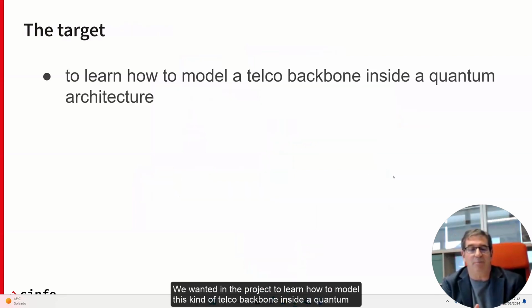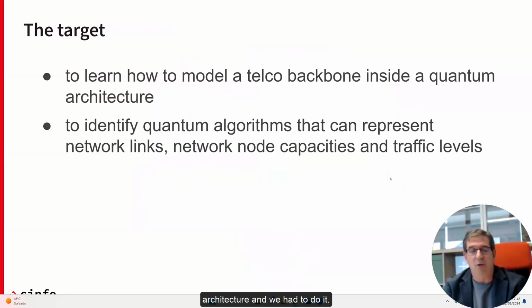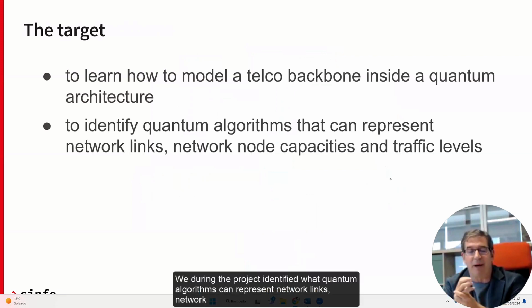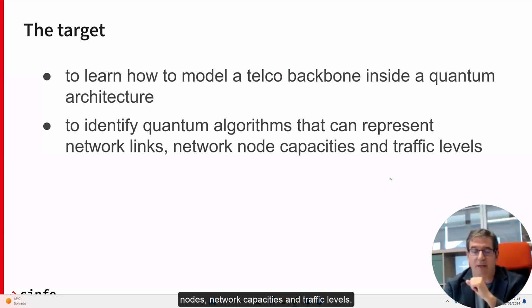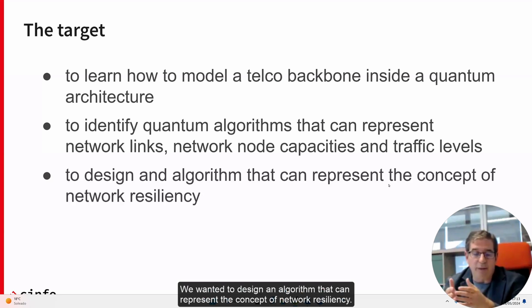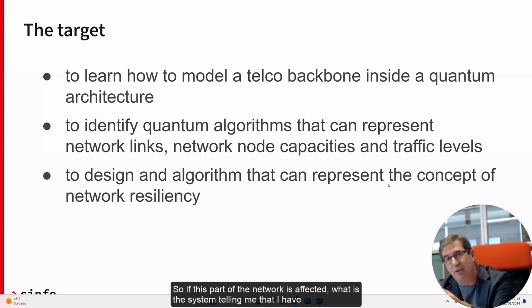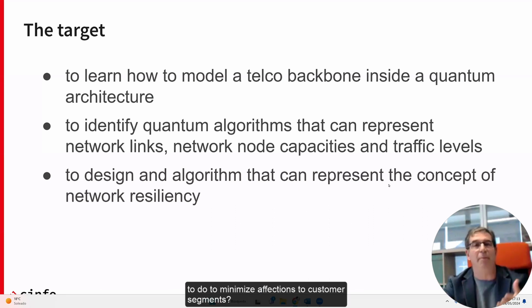We wanted in the project to learn how to model this kind of telco backbone inside a quantum architecture, and we had to do it. During the project, we identified what quantum algorithms can represent network links, network nodes, network capacities, and traffic levels. We wanted to design an algorithm that can represent the concept of network resiliency. So if this part of the network is affected, what is the system telling me that I have to do to minimize affection to customer segments?